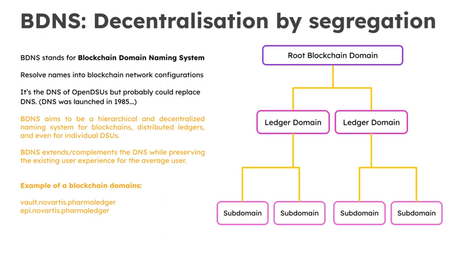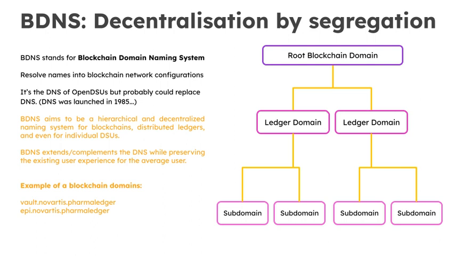These configurations are typically endpoints for services needed to access OpenDSU subsystems. Today, we'll discuss subsystems like anchoring, bricking, and DID-based message queues. BDNS is essentially the DNS for OpenDSUs and could potentially even replace the traditional DNS system established in 1985. It's designed to be a hierarchical and decentralized naming system, not only for blockchains and distributed ledgers, but also for individual DSUs, which are like the endpoints of this hierarchical structure.